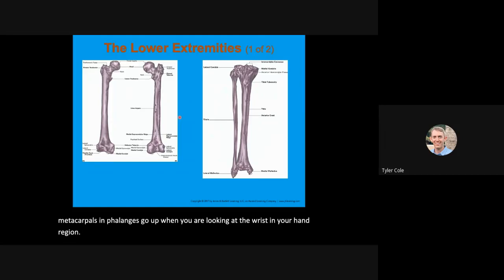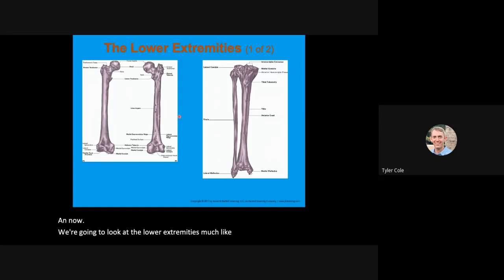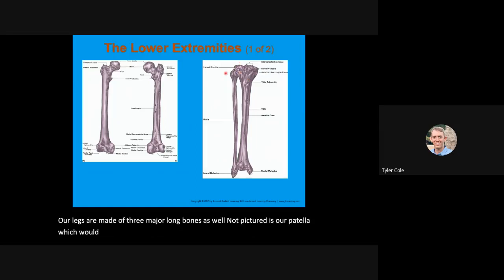And now we're going to look at the lower extremities. Much like our arms, our legs are made of three major long bones as well. Not pictured is our patella, which would be our kneecap. The first major long bone is our femur. This is our upper thigh. And this bone is very important. This bears the majority of our body weight.